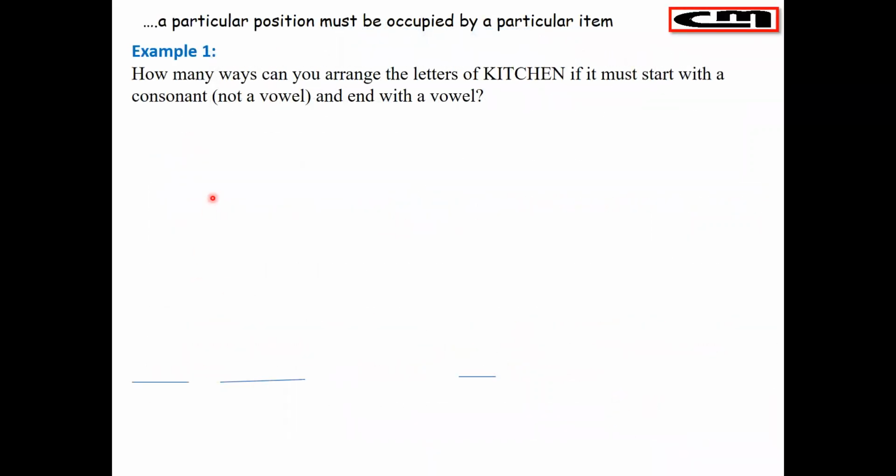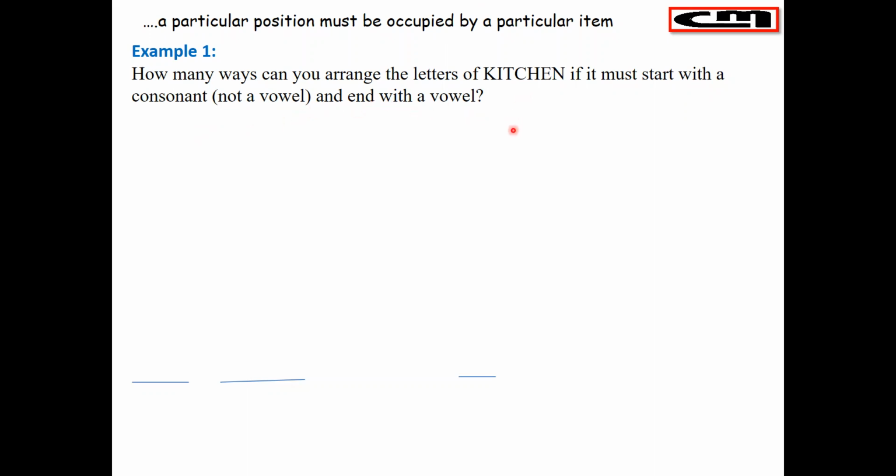Now, the example that we are going to focus on is a particular position must be occupied by a particular item. Example number 1. How many ways can you arrange the letters of kitchen if it must start with a consonant and end with a vowel?